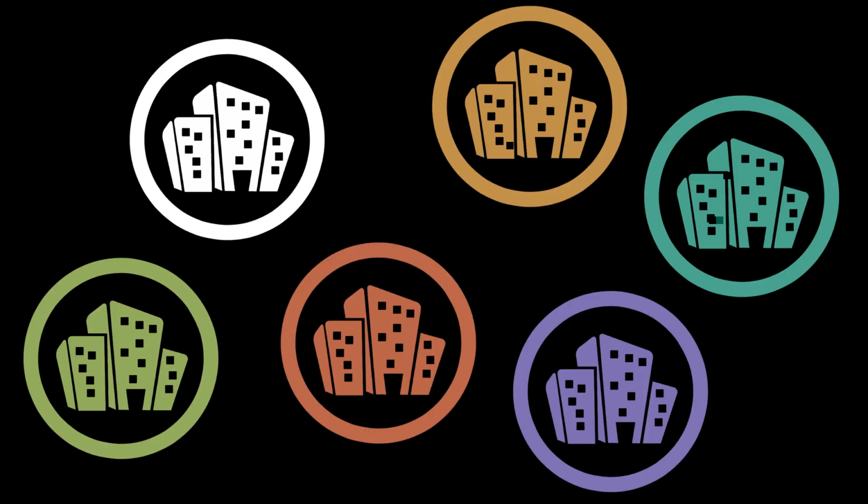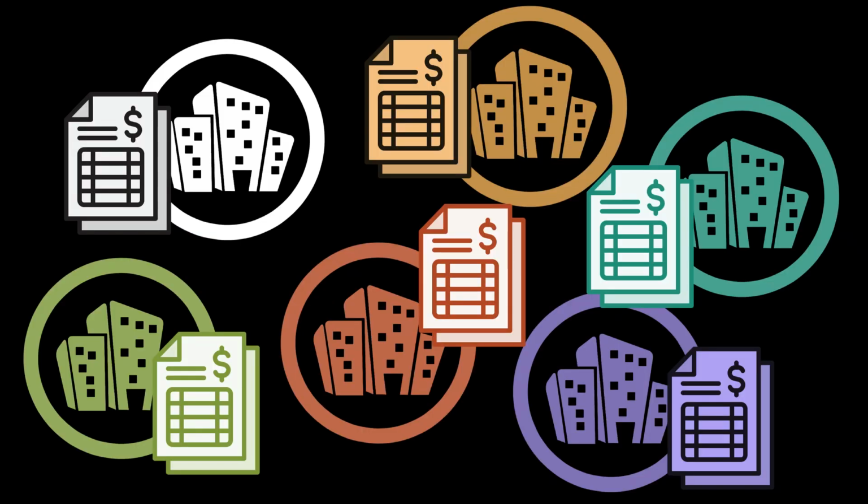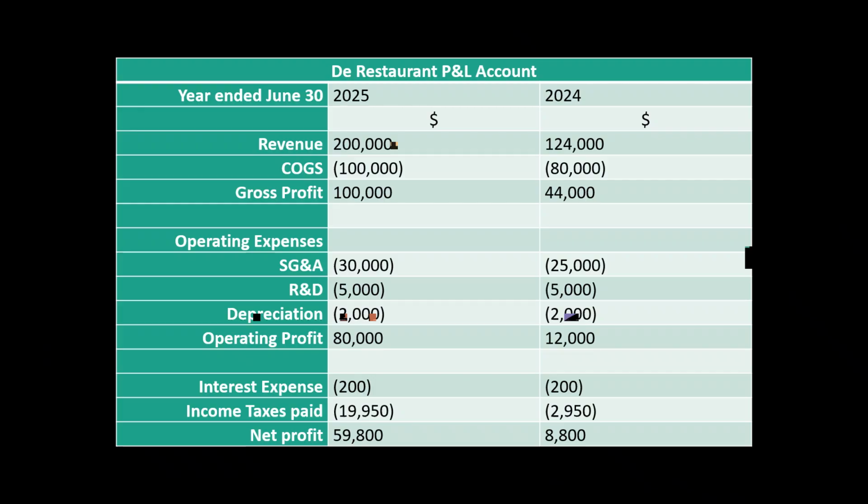P&L accounts are usually made quarterly or yearly. Different sectors and companies may have different rows included in their financial statements. I'll show you a basic income statement for a restaurant and talk you through it. I've already explained revenue, so I'll move on.